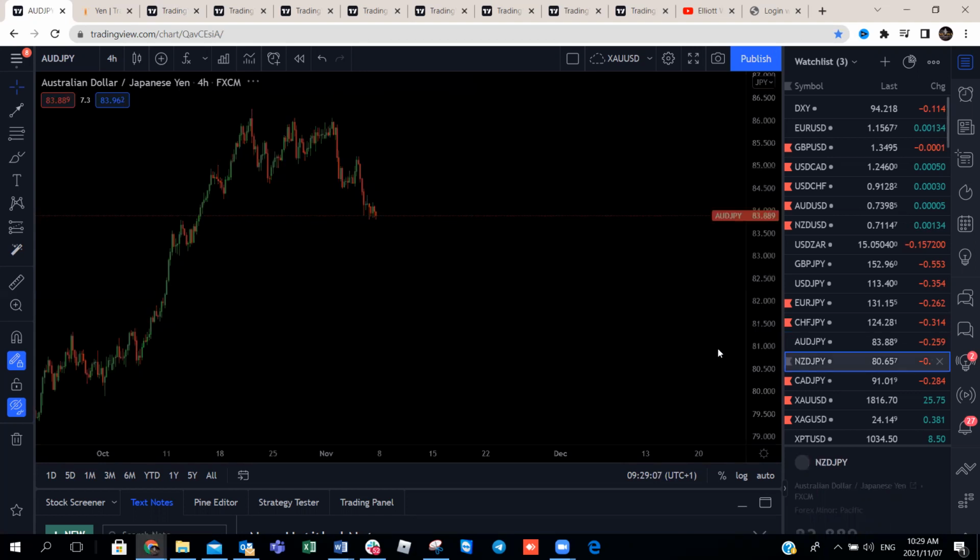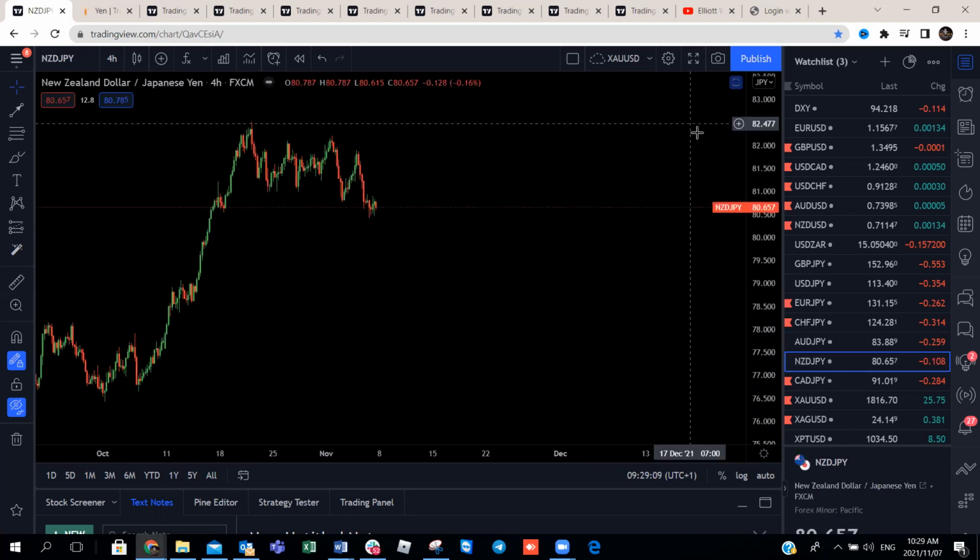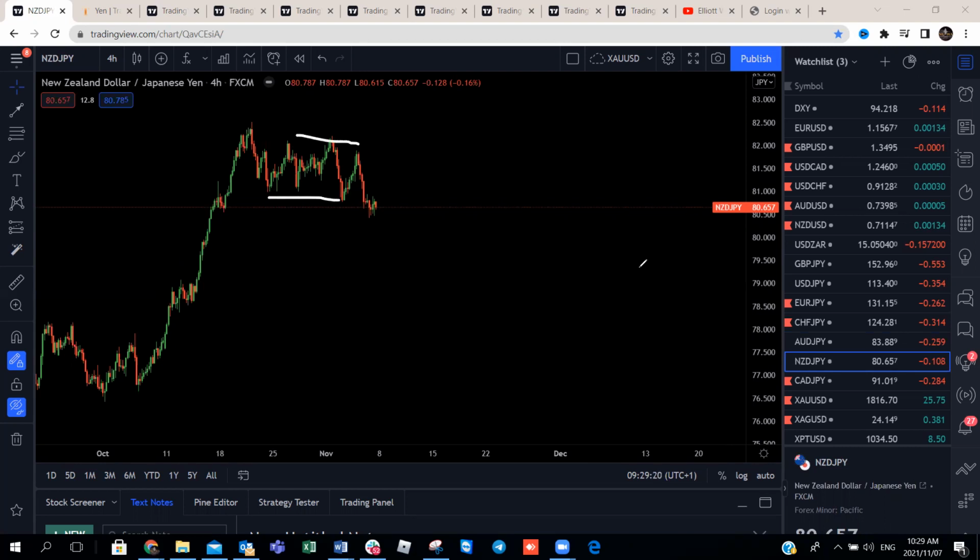Similar to New Zealand yen, we've already looked at this one during trade recaps. So we're going to be looking for a reaction at current levels. So the running flat there.